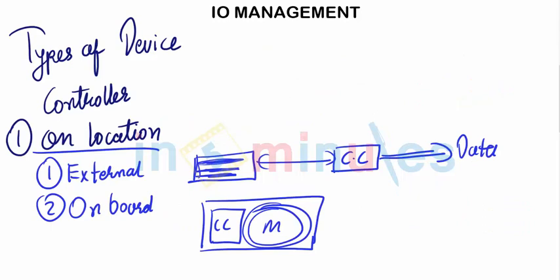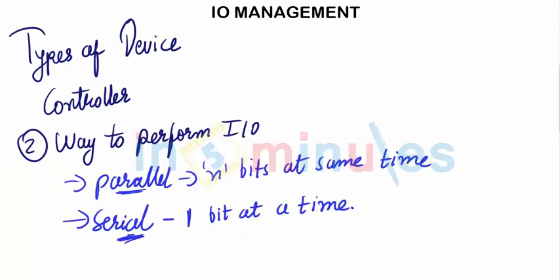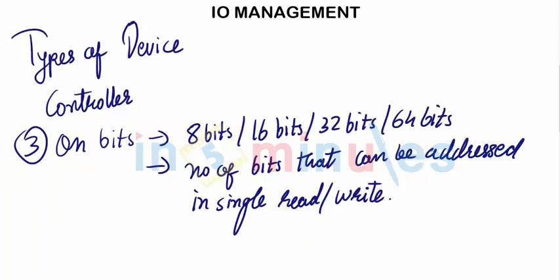The first way is where the location of device controller is. It can be external, that means it is kept away from the device. Onboard, that is, it is kept with the device. It can also be categorized in the way it performs I/O, which includes parallel as well as serial, and it can also be categorized on number of bits it is performing I/O on. So that's it. That's for device controller and the terms.